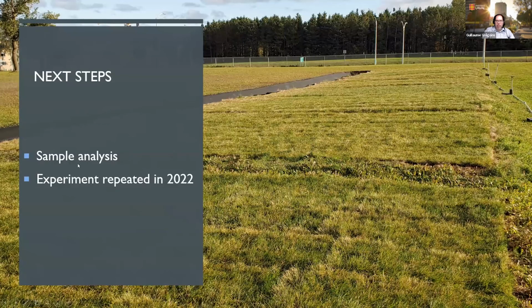So next step, like I said earlier, is sample analysis. I just got my results this morning, so I'll look into that in the next few weeks. And we will repeat the experiment in 2022, with the same plots and same treatments, which should give us a better picture, since we will have replicated the trial over 2 years.